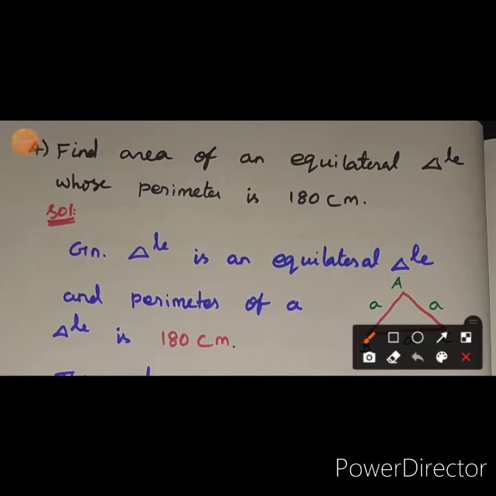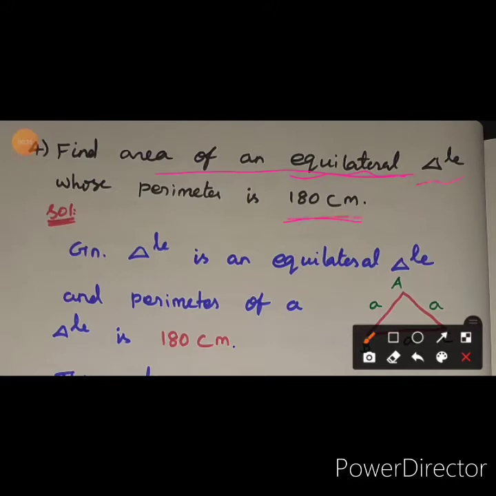9th standard, exercise 7.1, fourth sum. Find the area of an equilateral triangle whose perimeter is 180 centimeter. I repeat it. Sum number 4. Find the area of an equilateral triangle whose perimeter is 180 centimeter.